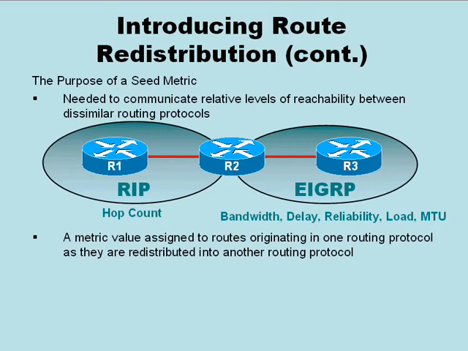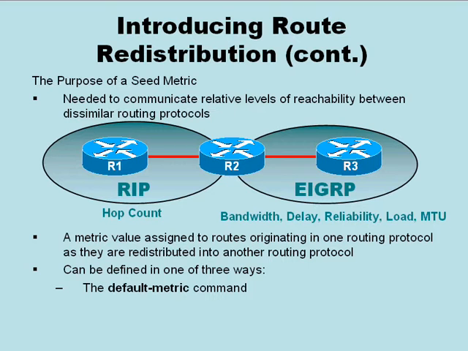And there are 3 main ways that we can define this default metric or the seed metric. One is to use the default metric command. In fact, we will see that command used in this lab. Another approach is to use the metric parameter in the redistribute command.